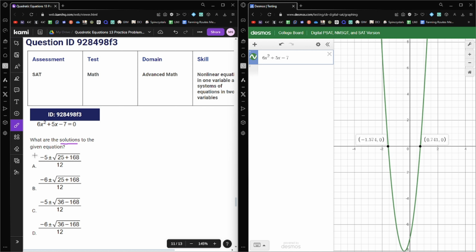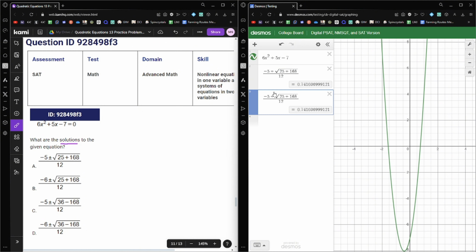Now let's plug in each of our answer choices into Desmos and see if they match up with our solutions here. First up, we have negative 5 plus or minus. Actually, I have no idea how to do plus or minus, so I think you just have to type them separately. Square root 25 plus 168 over 12. So that's going to be 0.741. Is that one of our solutions? Oh, it is. Okay, let's do negative 5 minus now.